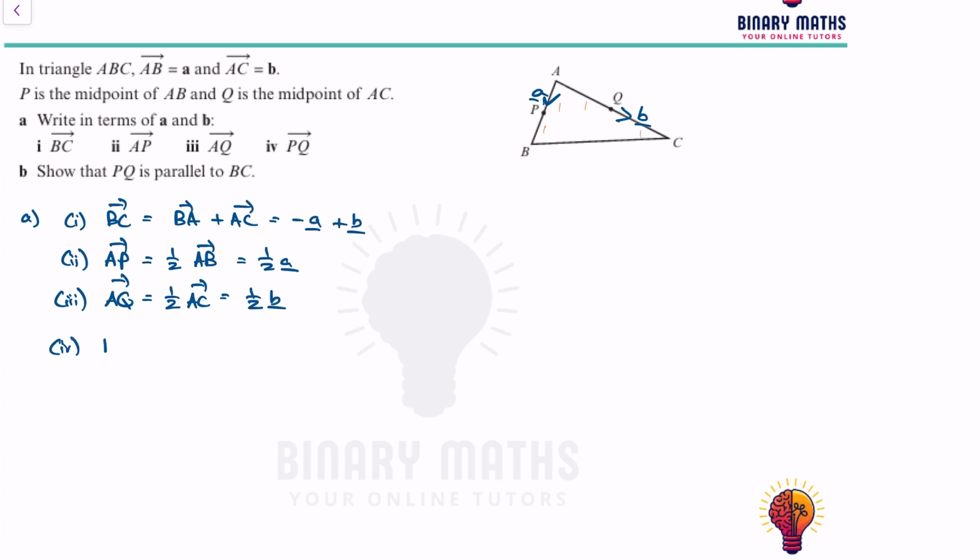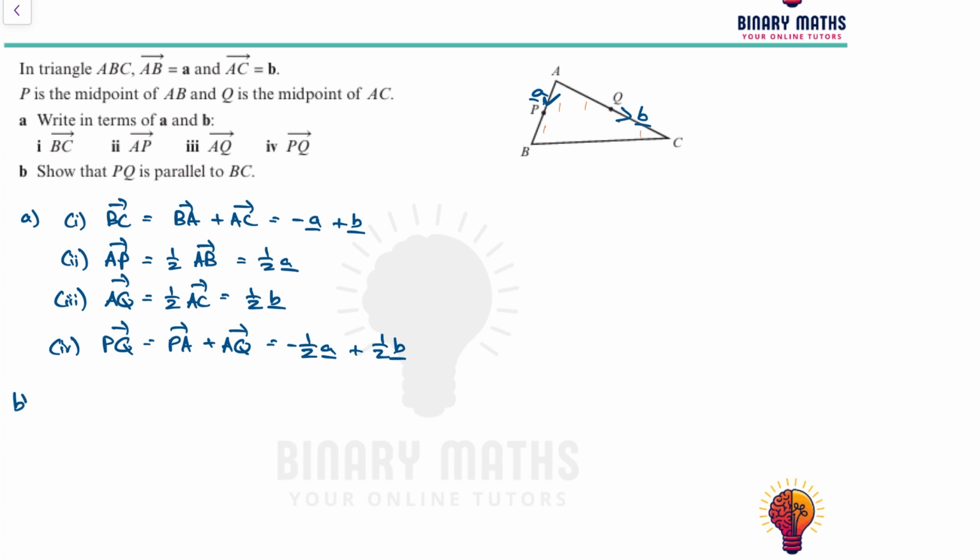Part 4 is P to Q. P to Q is equal to P to A plus A to Q. Now P to A is going the opposite direction, so it's going to be minus a half A. And A to Q we just worked out is plus half of B.